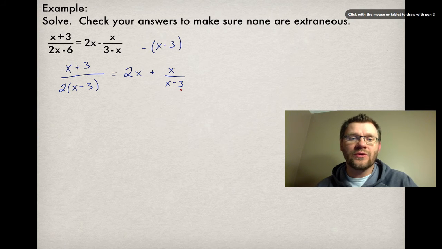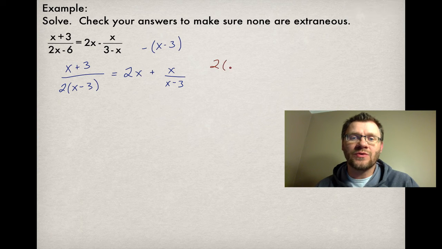So what we need to do is multiply each term by 2 and x minus 3. That will get rid of everything in our denominators. So on the left-hand side, when we multiply it by 2 and x minus 3, they just cancel out, and we're left with just plain old x plus 3.